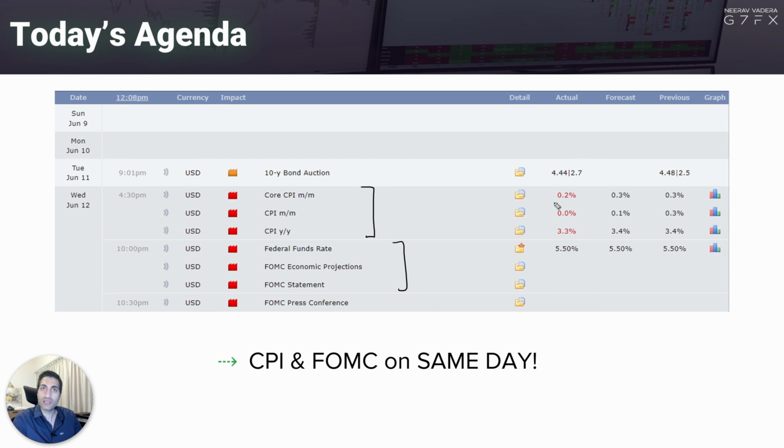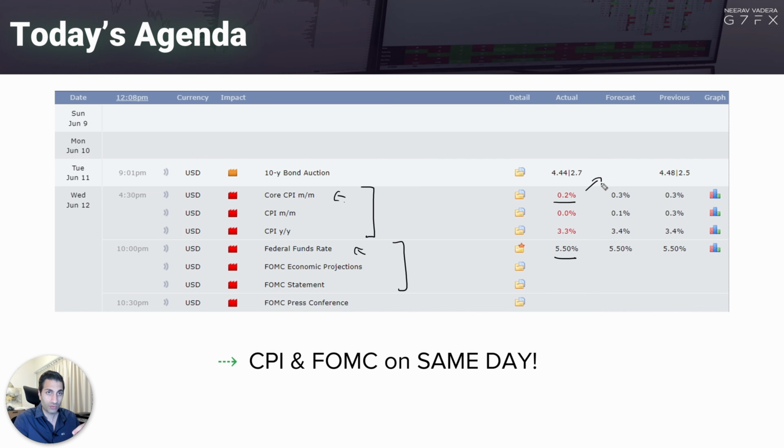So what it does tell us is obviously what the number was. So you can see here it was 0.2% on the core, right? Very important number for the market because it excludes food and energy, which tend to be very volatile components, and the FOMC prefers to look at that core measure. And then we've got the FOMC data itself, and we can see that the FOMC held interest rate steady at 5.5%, no change. But again, what else does it tell us? Nothing. Okay, so we need to do some digging.